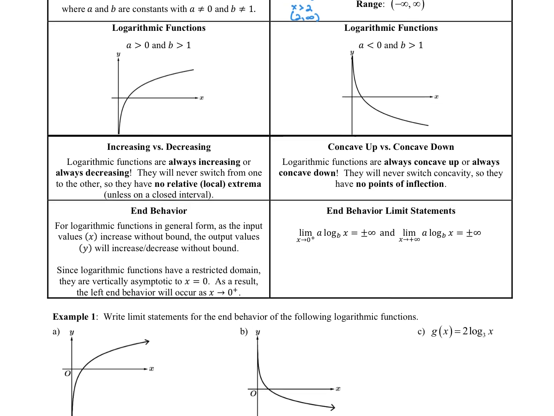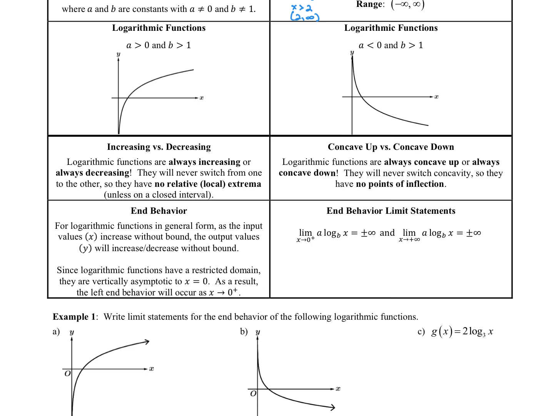Logarithmic functions, a is greater than 0 and b is greater than 0, look like that. Now we're going to increasing versus decreasing. Logarithmic functions are always increasing or always decreasing. They will never switch from one to the other, so they have no relative, or local, extrema unless on a closed interval. Remember, on a closed interval it has endpoints, and we can't actually call them relatives in this class.